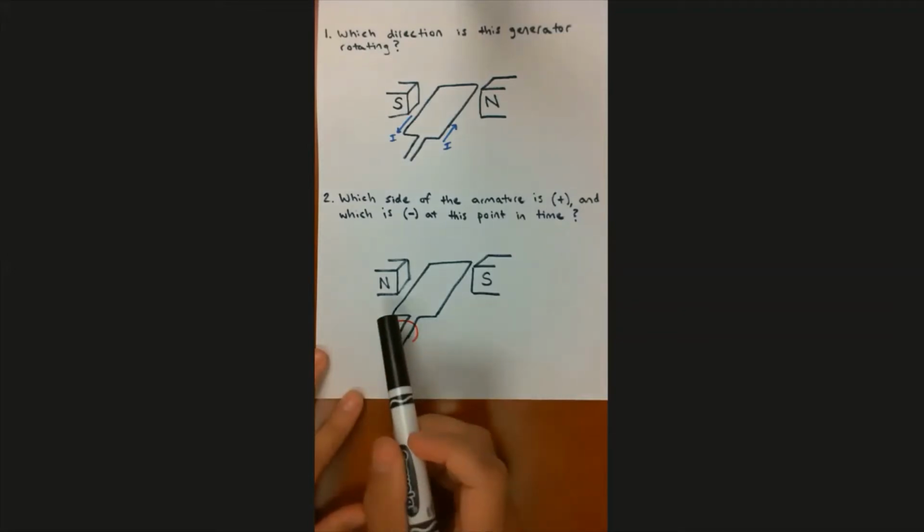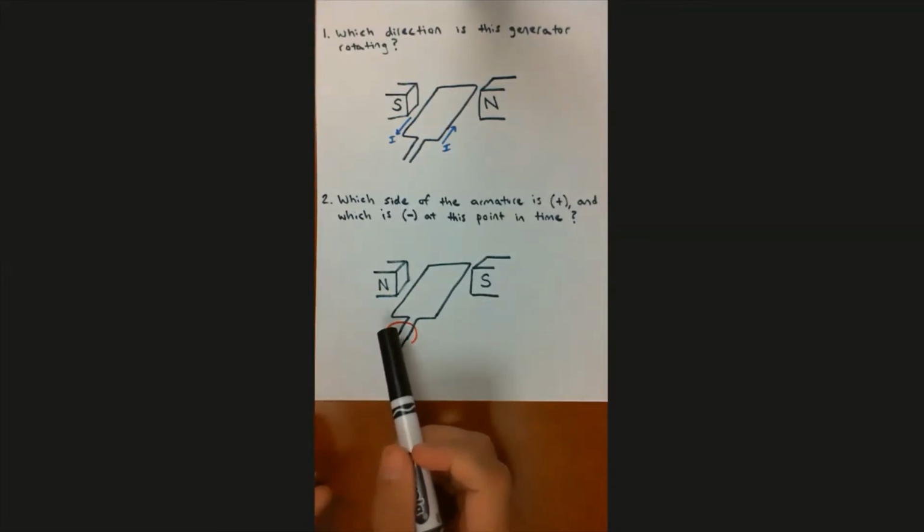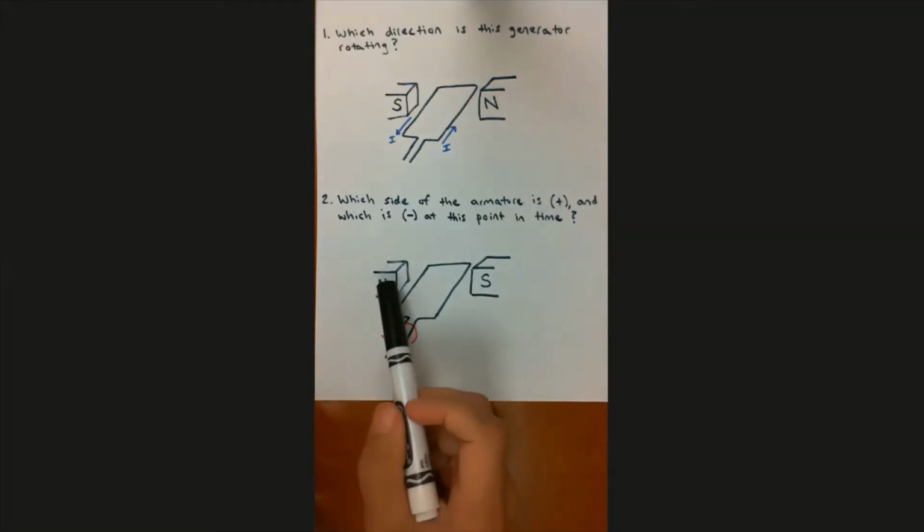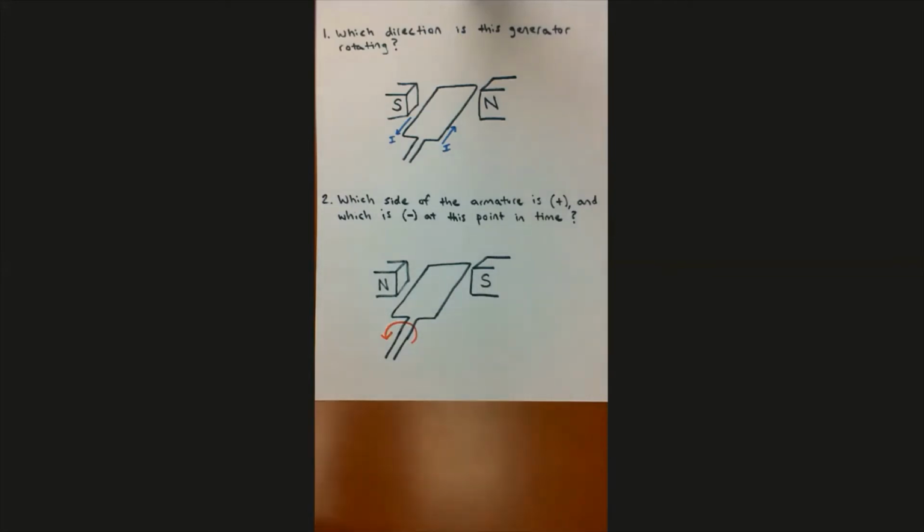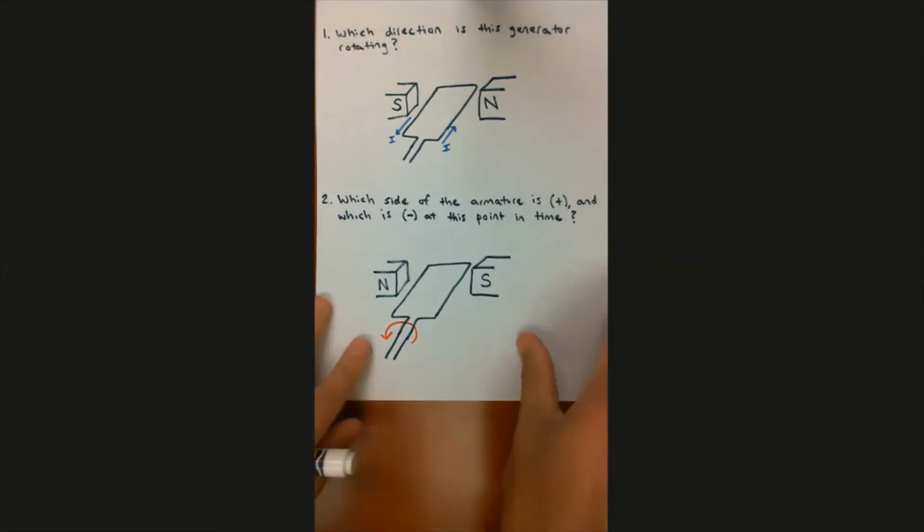Once again, we know that the direction of the magnetic field is, in this case, from left to right, north to south. And now we know the direction of motion of the rotor. And now you can tell me which way the current is going, and then you can tell me which side is positive and which side is negative at this point in time. That's number 2.